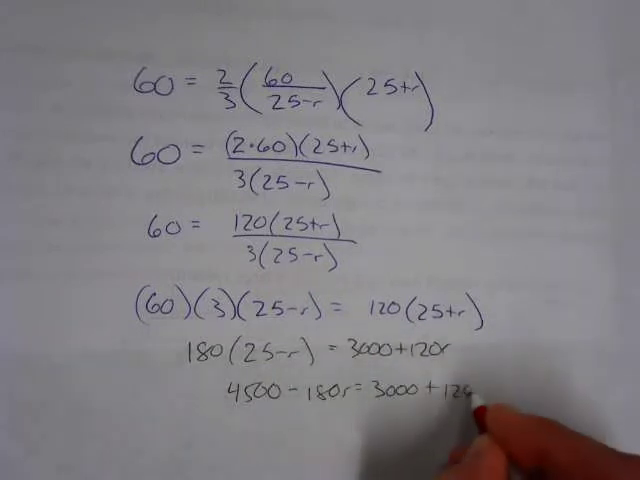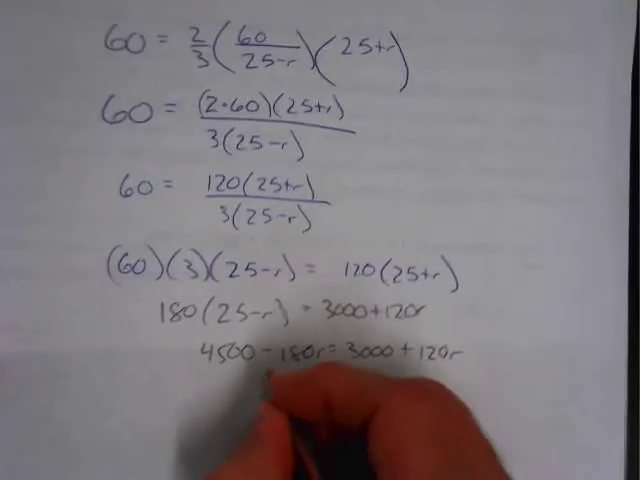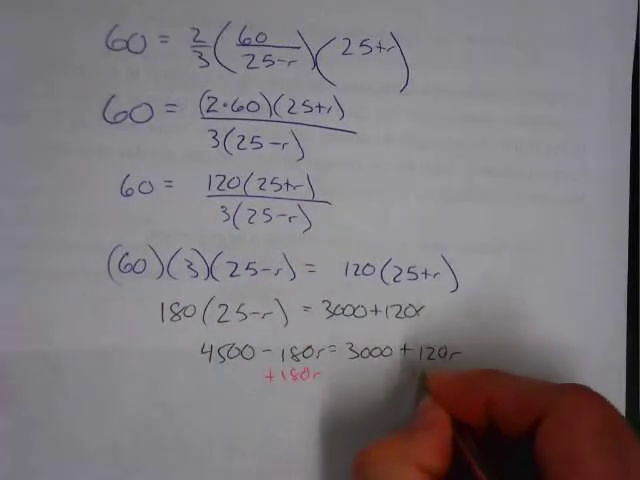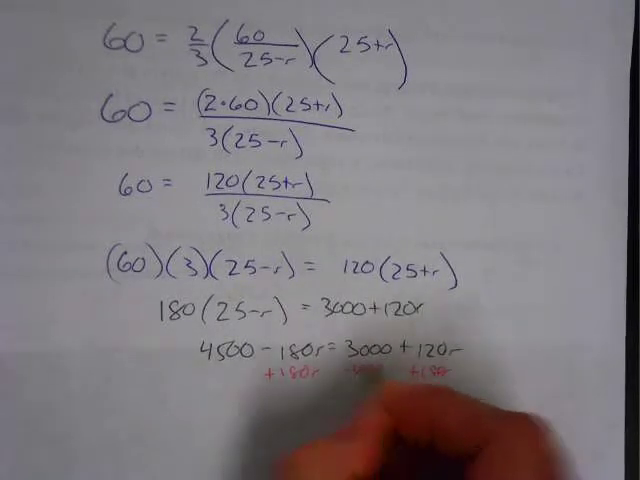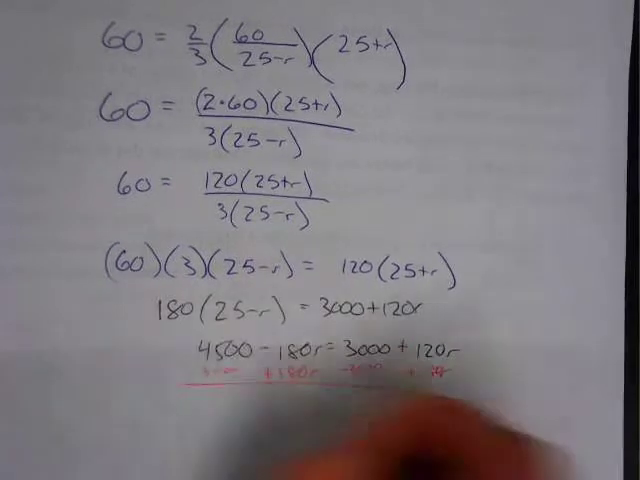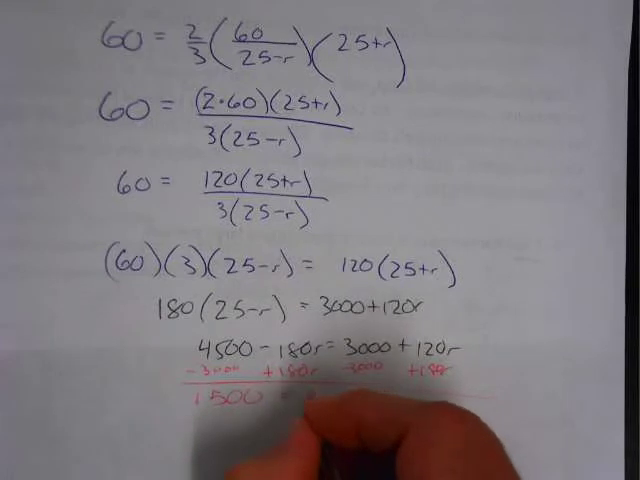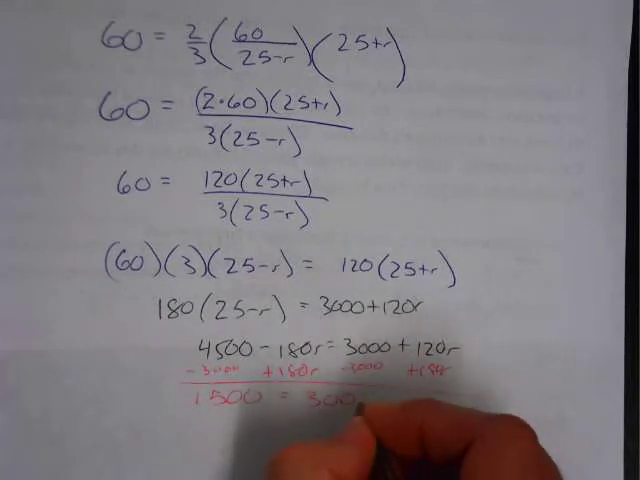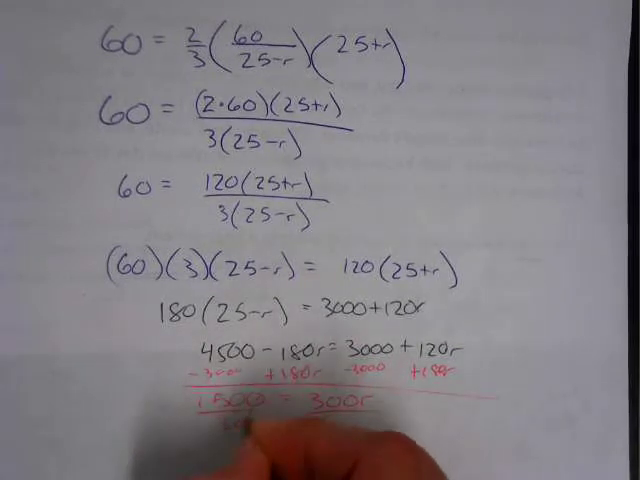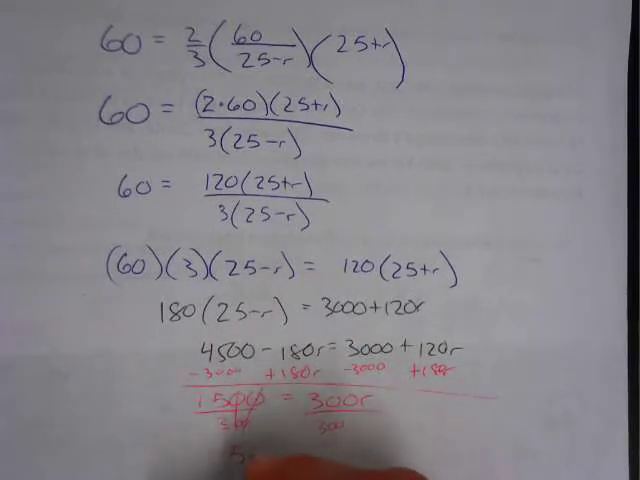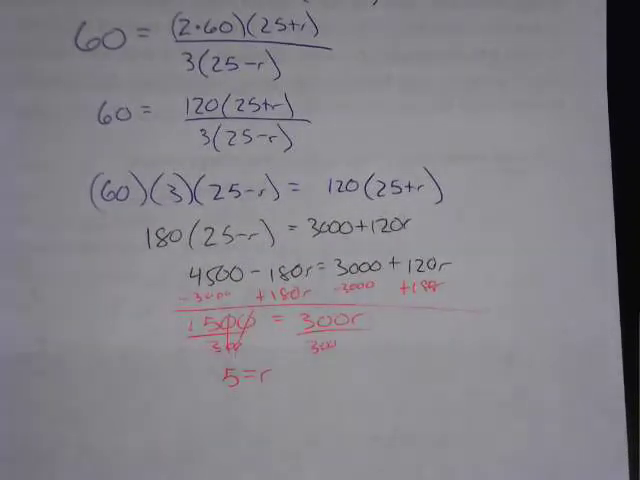Now we're ready to solve for R. Now we can undo stuff. Let's add 180R on both sides. And at the same time, I'm going to subtract 3,000 on both sides. So I'd have 1,500 on the left-hand side, and then 300R on the right-hand side. Divide both sides by 300. Zeros cancel. R equals 5. So all of that crazy stuff, R turns out to be equal to 5.